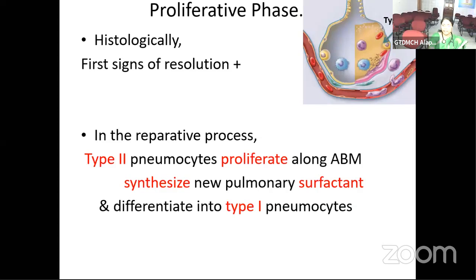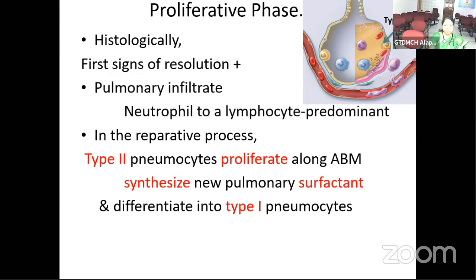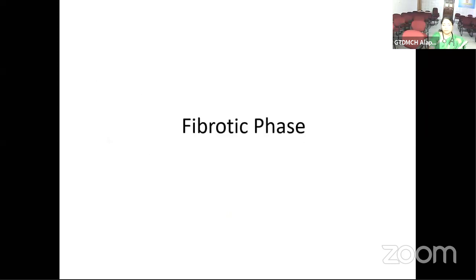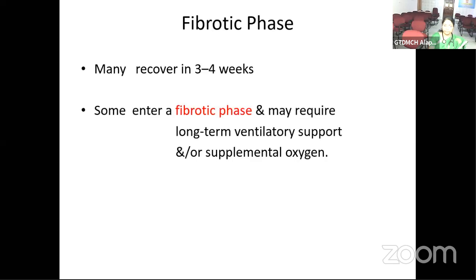So in the ARDS exudative phase, the surfactant was dysfunctional. So in the proliferative phase, the type 2 pneumocytes will synthesize new pulmonary surfactant, and they will also differentiate into type 1 pneumocytes. And the exudate will change from a neutrophil predominant one to a lymphocyte predominant one. So exudative phase, proliferative phase, now we are going to the fibrotic phase.